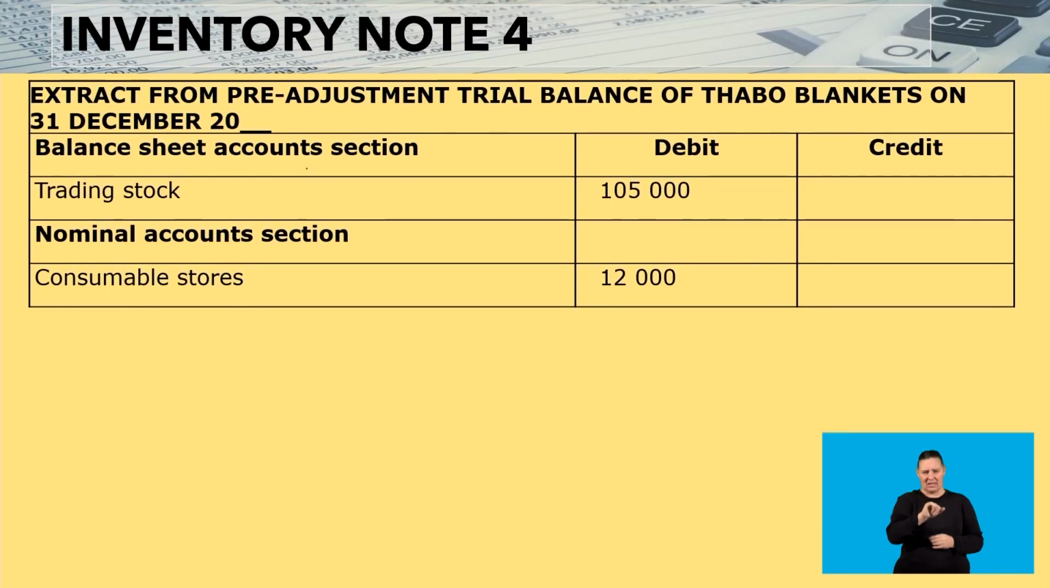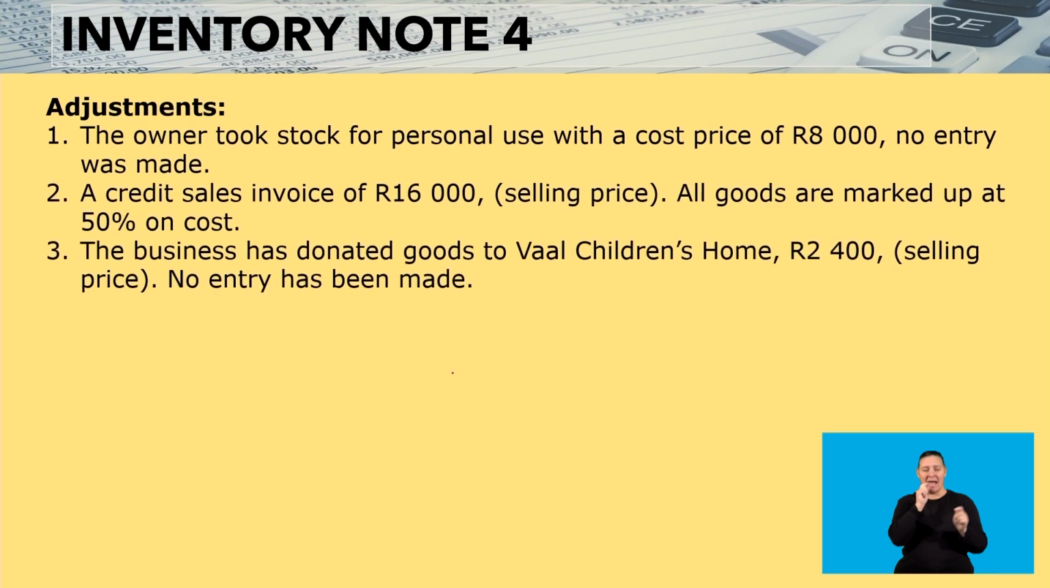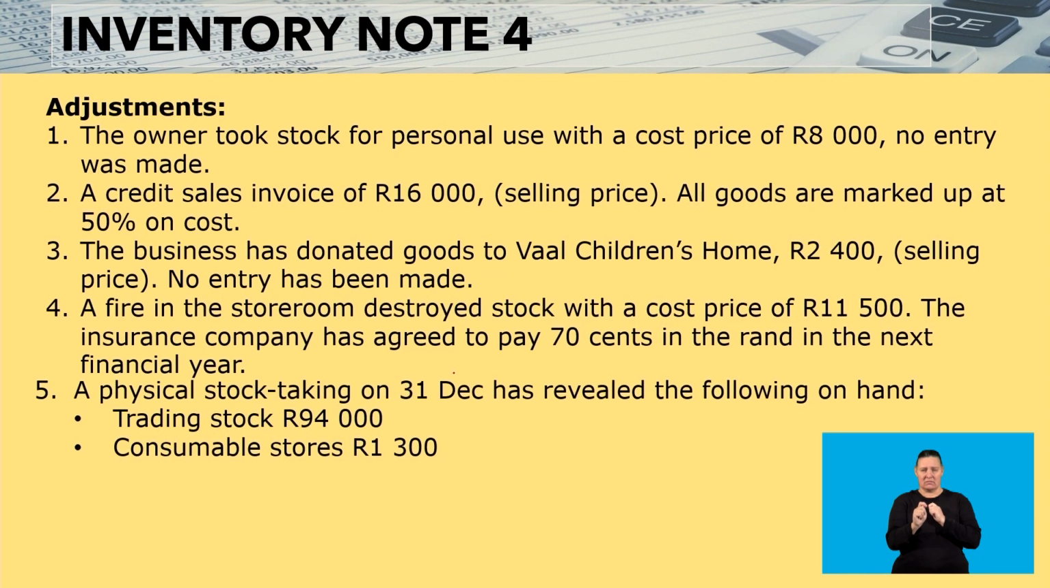We are given an extract pre-adjustment trial balance of Tabo Blankets on the 31st of December. In the balance sheet account section, we have trading stock, and then in the nominal account section, we have consumable stores. Here are the adjustments that we are going to be treating in today's class.